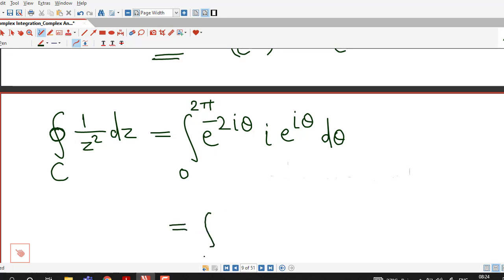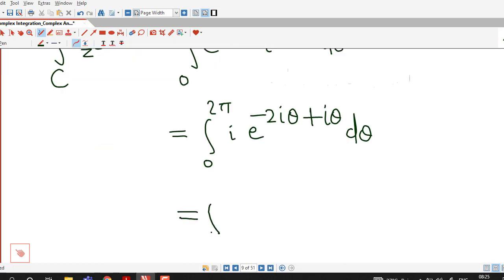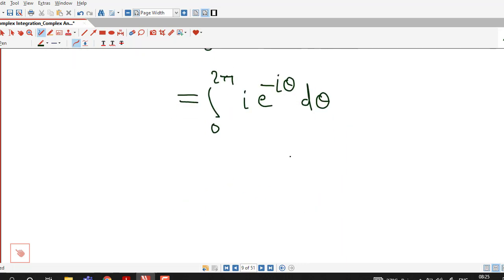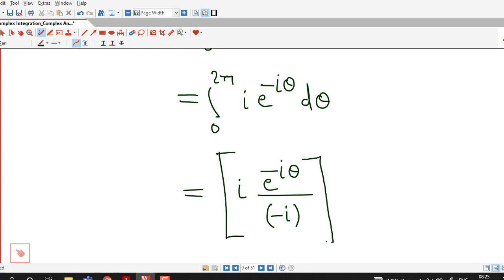So this we can further rewrite as, I first write this constant I, then e raised to minus 2 I theta into e raised to I theta, that is e raised to minus 2 I theta plus I theta d theta. So this again becomes integral from 0 to 2 pi of e raised to minus I theta with respect to theta. So integral of e raised to minus I theta is now e raised to minus I theta divided by minus I, and limits of theta are from 0 to 2 pi.